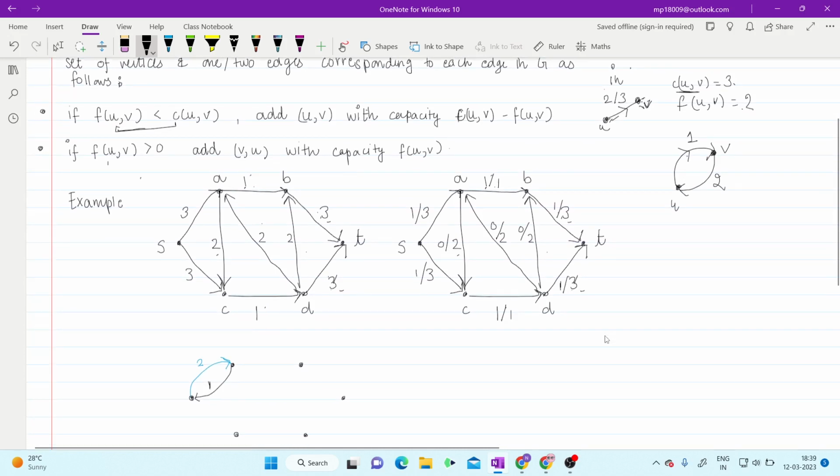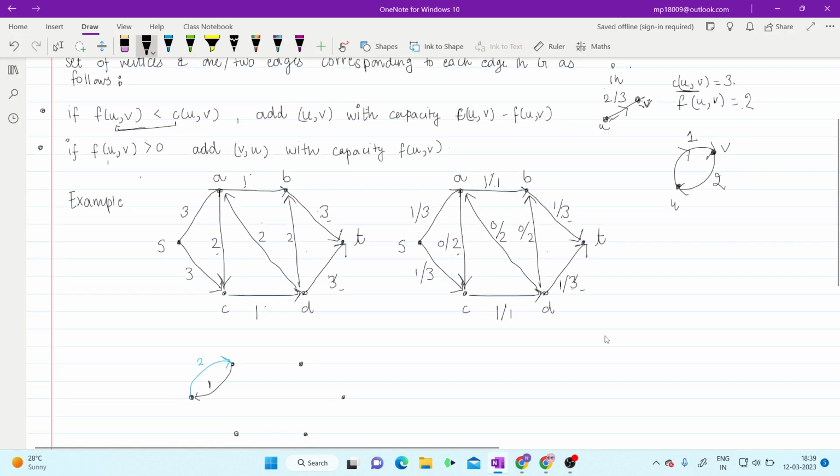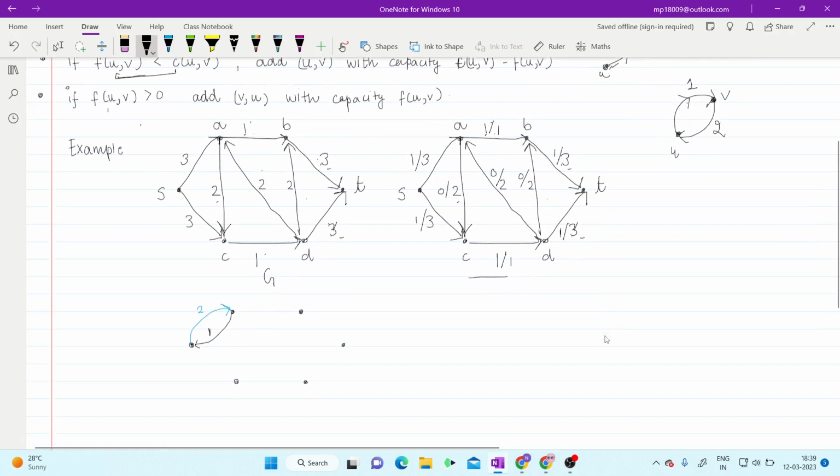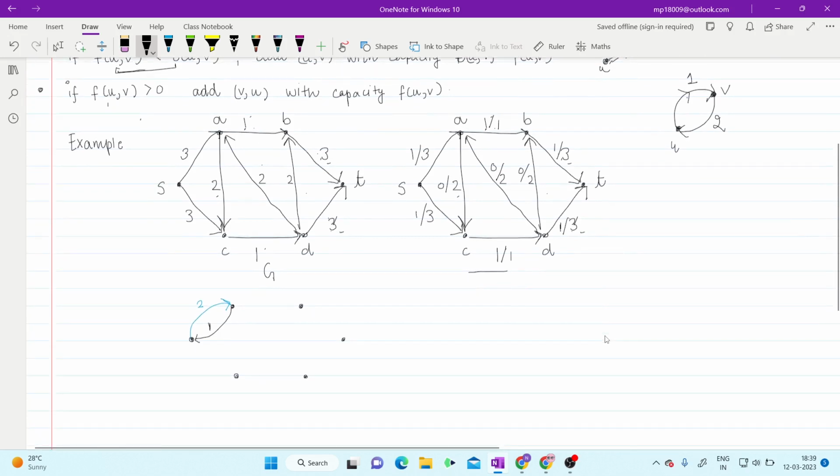So now this is my network G, and this is the flow that I have assigned to this network. Now with respect to this G and N, I want to draw a residual flow. Okay, so let's draw that.